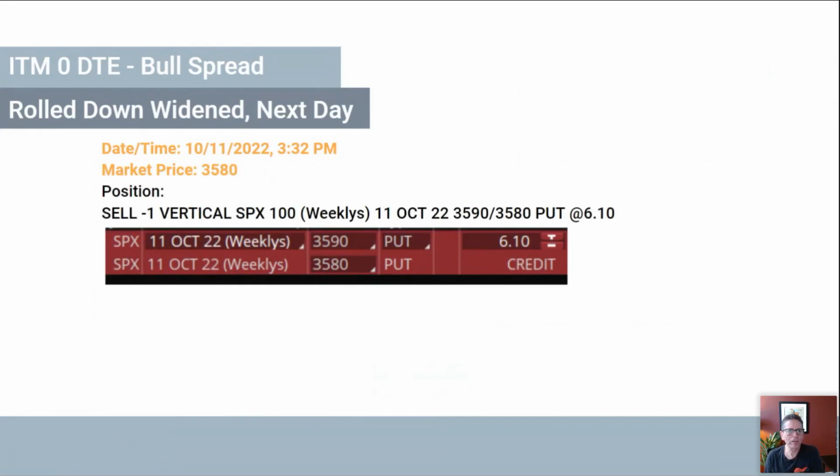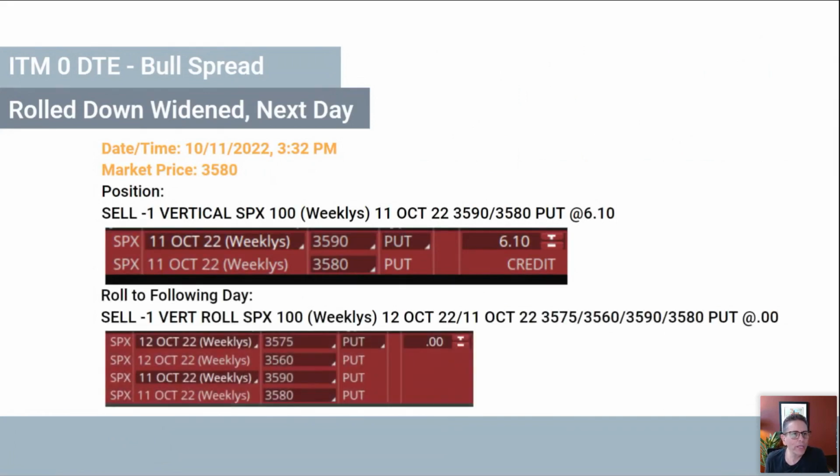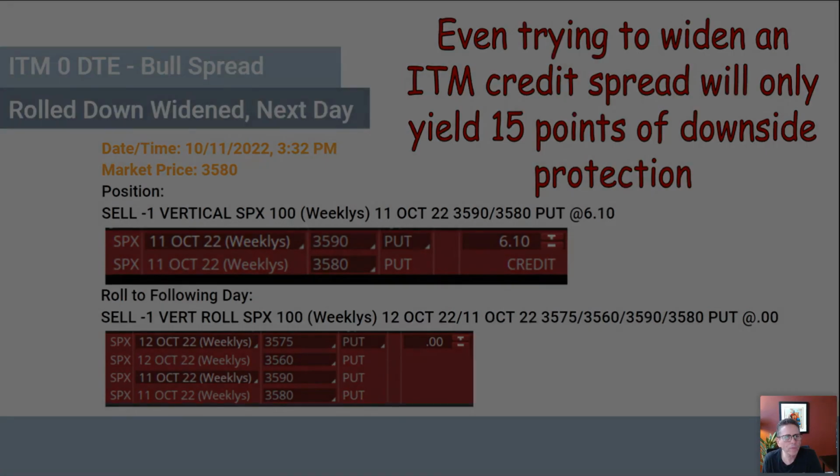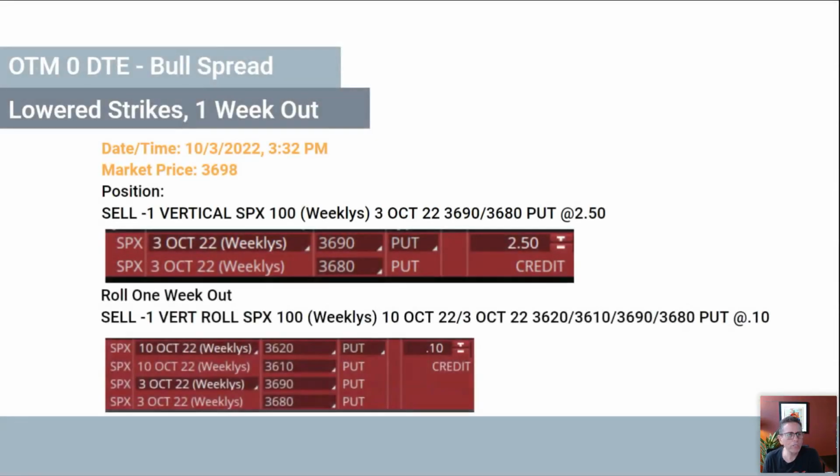All right. This one here rolled down and widened the next day. This one is in the money again. And this one you were able to move it down, and because you widened it, you're able to get basically a zero premium on the widened spread, and you're able to actually push it down. So widening trades is a good thing, as long as you have the margin, and you're able to do that. All right, we're almost done with the charts here.